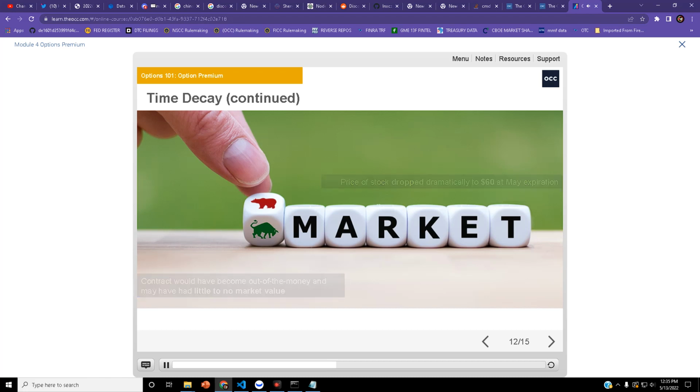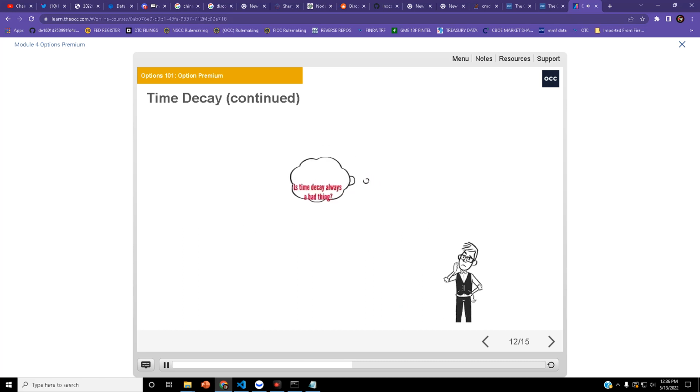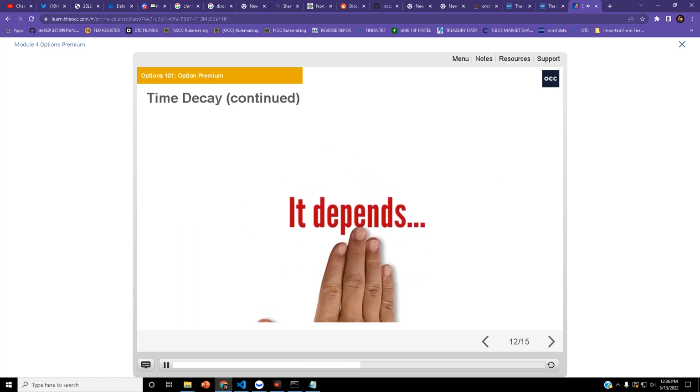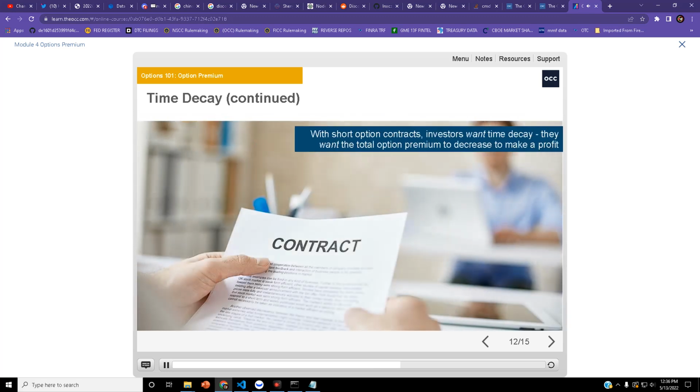That being said, the investor might be asking, is time decay always a bad thing? And the answer is, it depends. While it is true that time decay will always work against option buyers, it is often a boon to sellers. Remember, sell high, buy low? When investors are short option contracts, they want time decay. They want the total option premium to decrease to make a profit. In many different option strategies, investors can write or sell options in the hope that they will decrease in value.